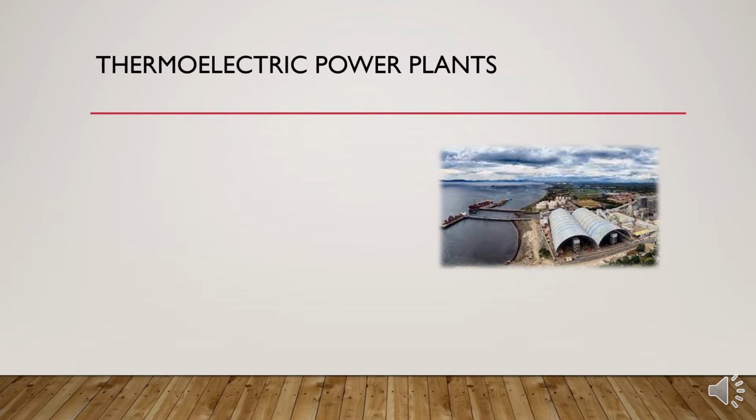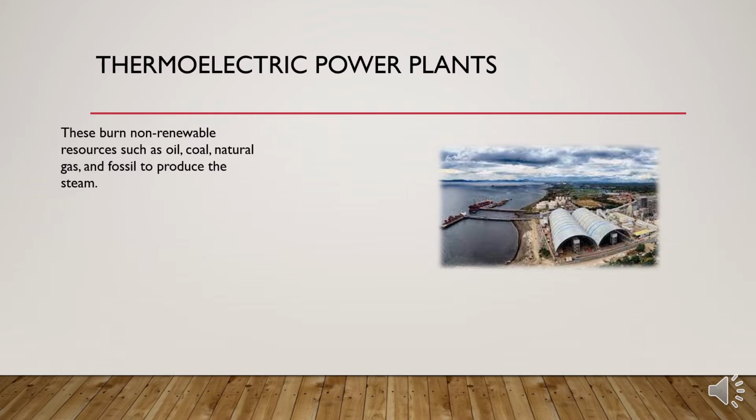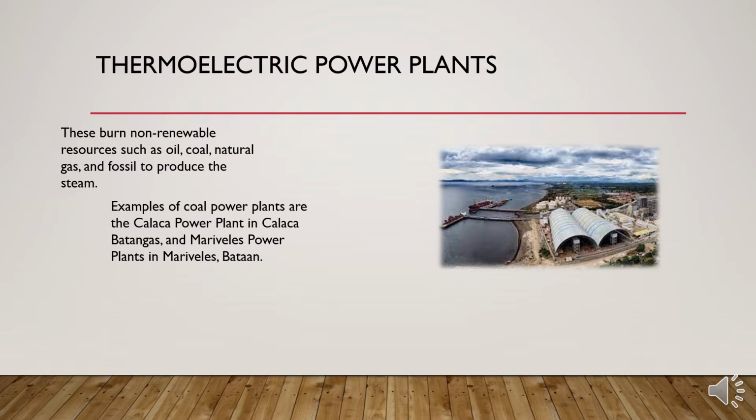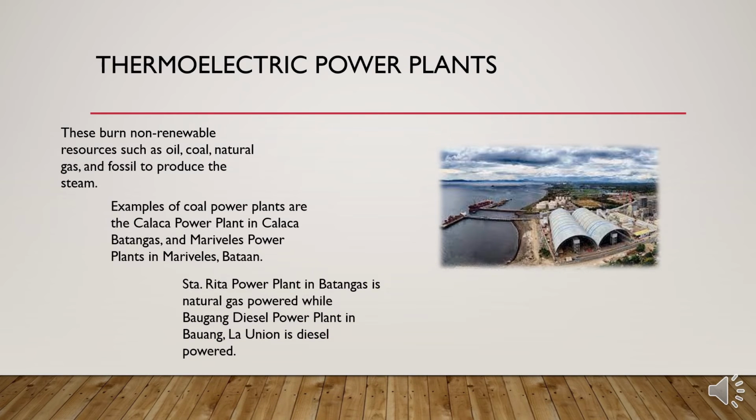The thermoelectric power plants burn non-renewable resources such as oil, coal, natural gas, and fossil fuels to produce the steam. Examples of coal power plants are the Calaca power plant in Calaca, Batangas, and Mariveles power plant in Mariveles, Bataan. The Santa Rita power plant in Batangas is natural gas powered, while the Bauang diesel power plant in Bauang, La Union is diesel powered.